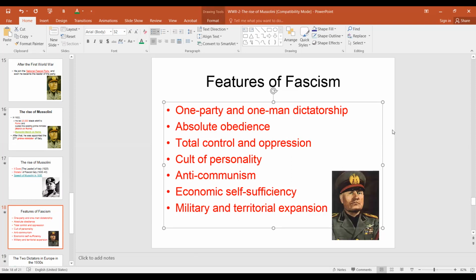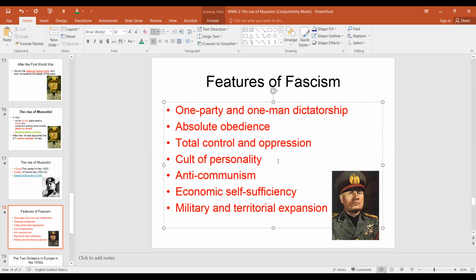Look at the features of fascism. Number one, similar to Nazism, which is one party and one man dictatorship. 都是一黨一人專政,一人是 Mussolini, 一黨是 fascist party. So the fascist party and Mussolini were the dictatorship of Italy. Number two, because fascism is a totalitarian regime, absolute obedience is expected. 咁都係一樣啦，係絕對服從嘅。 Number three, total control and oppression.